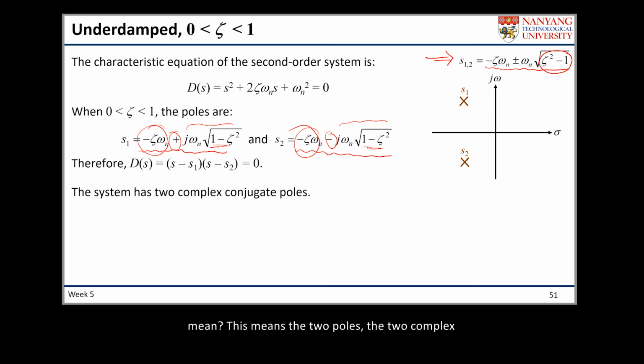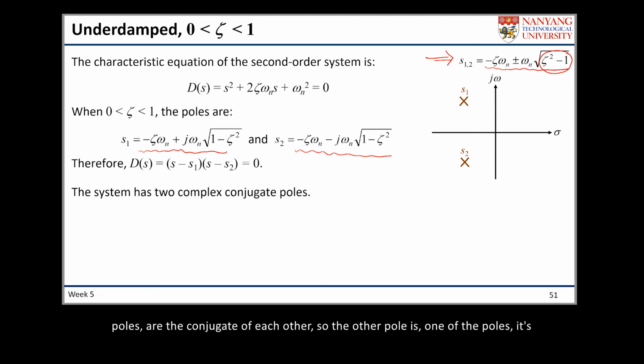So what does it mean? This means the two complex poles are the conjugate of each other. So one of the poles is the conjugate of the other pole. Okay, it's a complex conjugate to each other. So in this case, you will have two complex conjugate poles where the difference is only in the sign of the imaginary part. So if you sketch it on the S-plane, probably the location of these two poles will be like this. This is the first pole, this is the second pole.